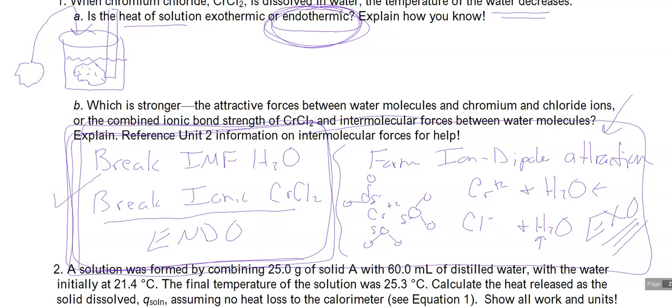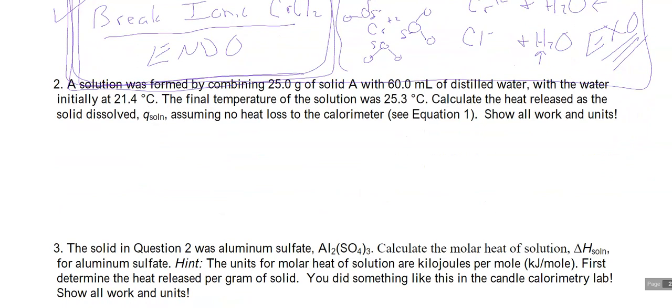So here we are. The attractive forces between water molecules and chromium and chloride ions, that's over here on the right. That is not stronger. Okay, it's still exothermic, but not as much energy is released as compared to how much has to go in to do this. So the ionic bond strength of CrCl2, that's here, and the intermolecular forces between water molecules, that's here. Okay, this is the process that occurs every time dissolving happens. So if it's an exothermic process, then this side is stronger. If it's an endothermic process, that side is stronger. Really easy. A review of Unit 2.